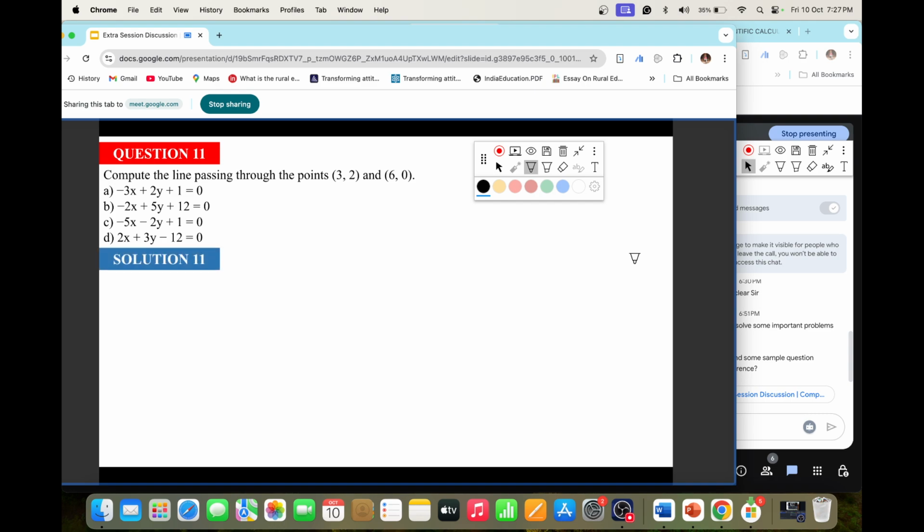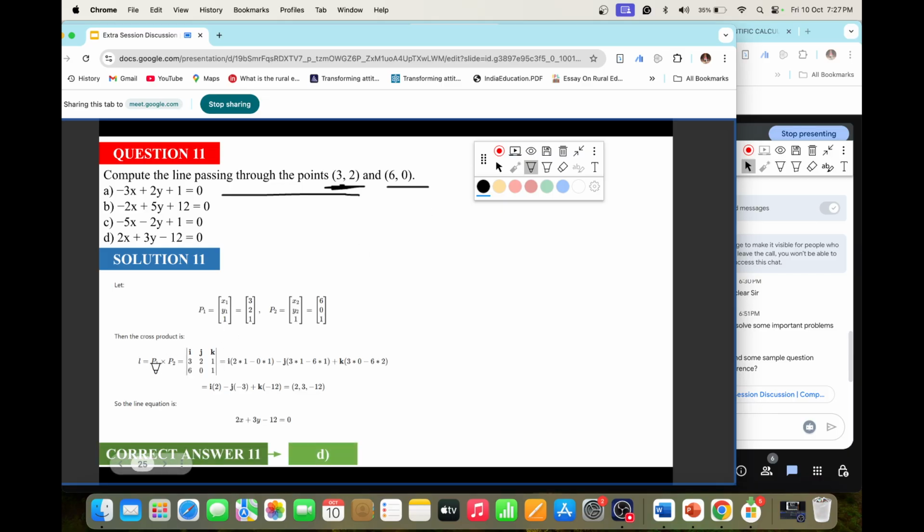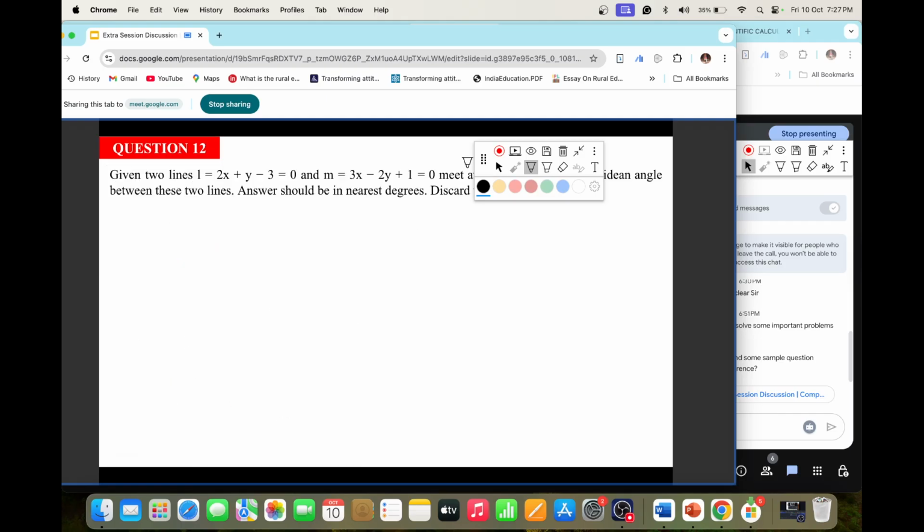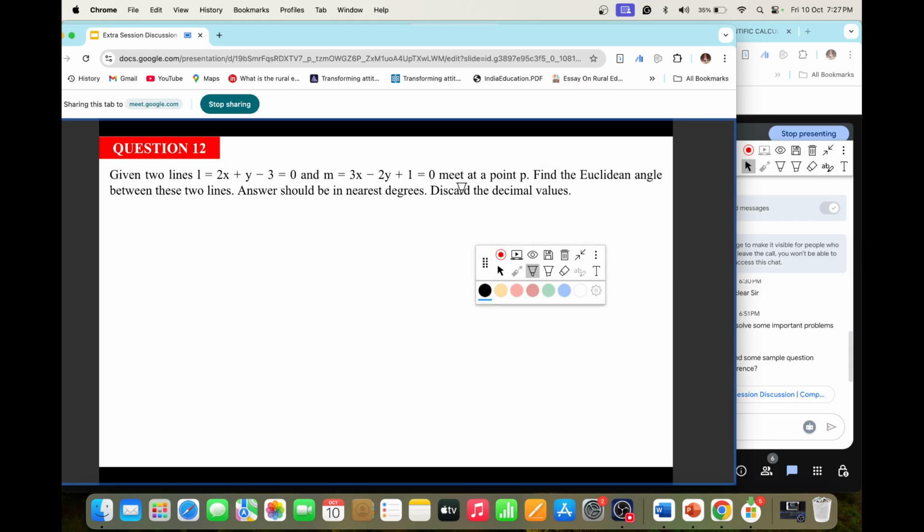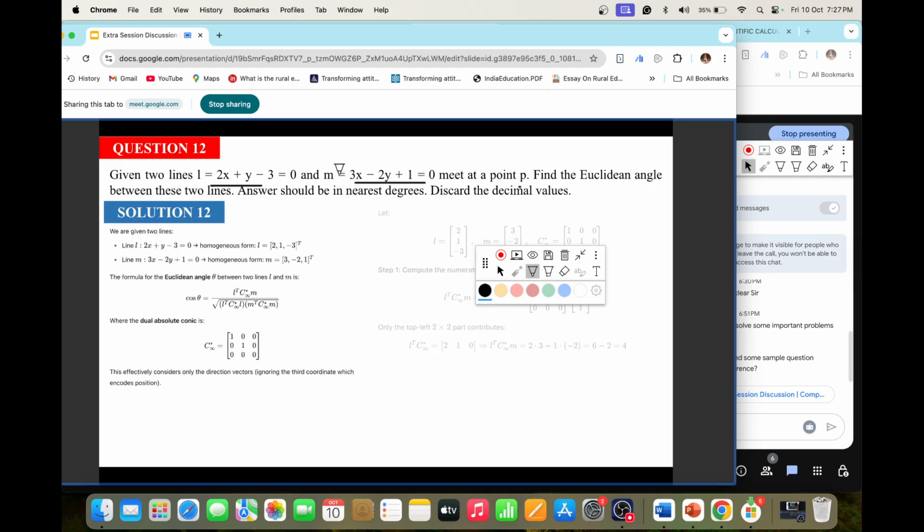And then question number 11, compute the line passing through point 3 comma 2 and 6 comma 0. Very easy. How will you do it? First convert this into homogeneous space. After converting to homogeneous space, you just do the cross product, P1 cross P2, and you will get the answer. Again, you have two lines and you have to get a point of intersection. You have these 3 coordinates and these 3 coordinates of the lines. Just do the cross product of L cross M. Okay, so L cross M you can do, and then find the Euclidean angle.